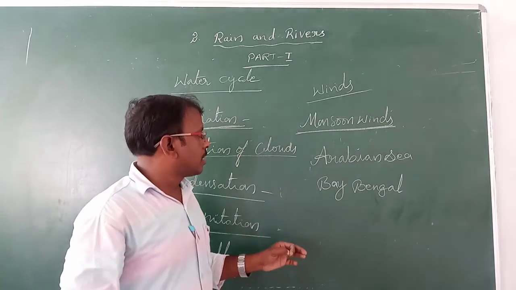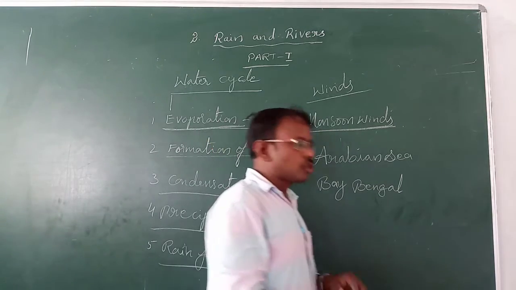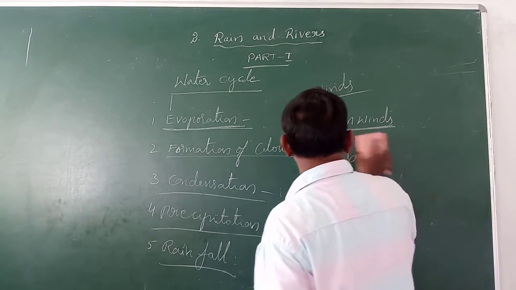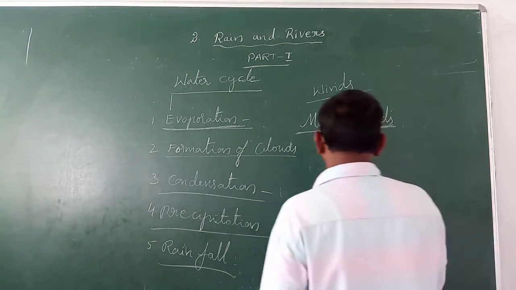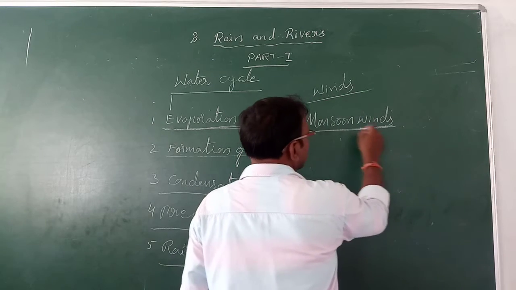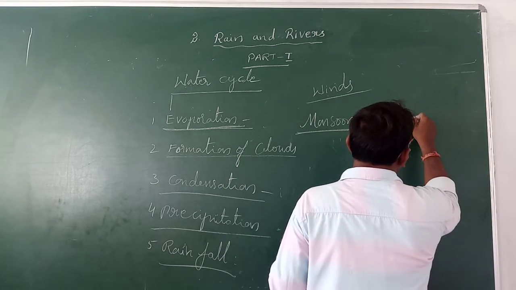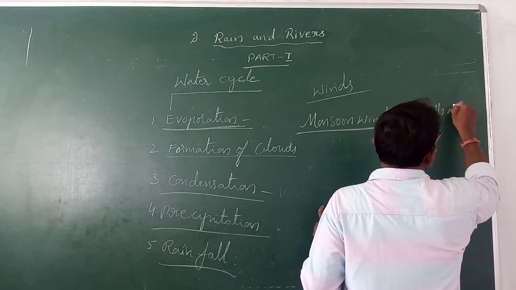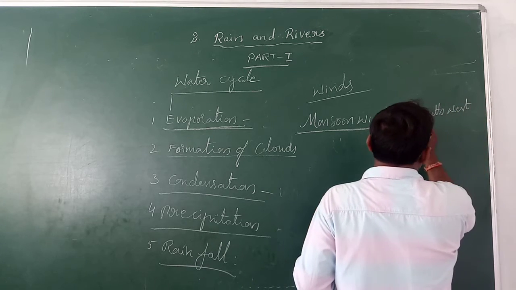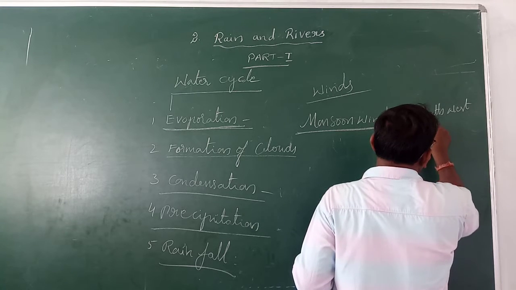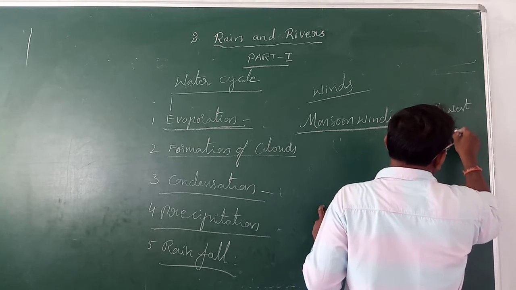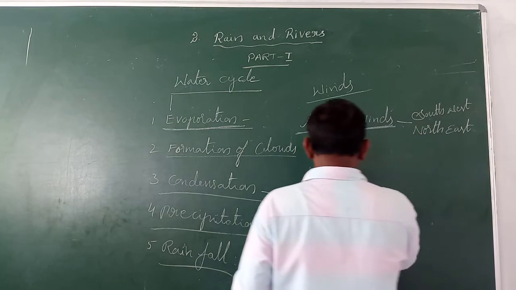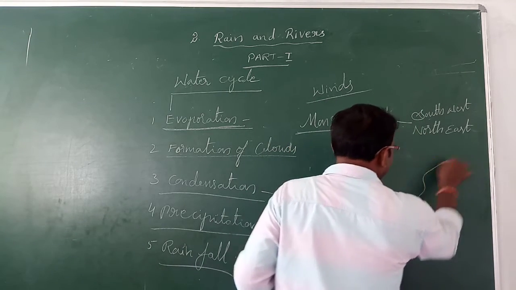During summer season, southwest monsoons will be there. During summer season, we have southwest monsoons in our India. Actually, there are two monsoons in our India: southwest monsoons and northeast monsoons.